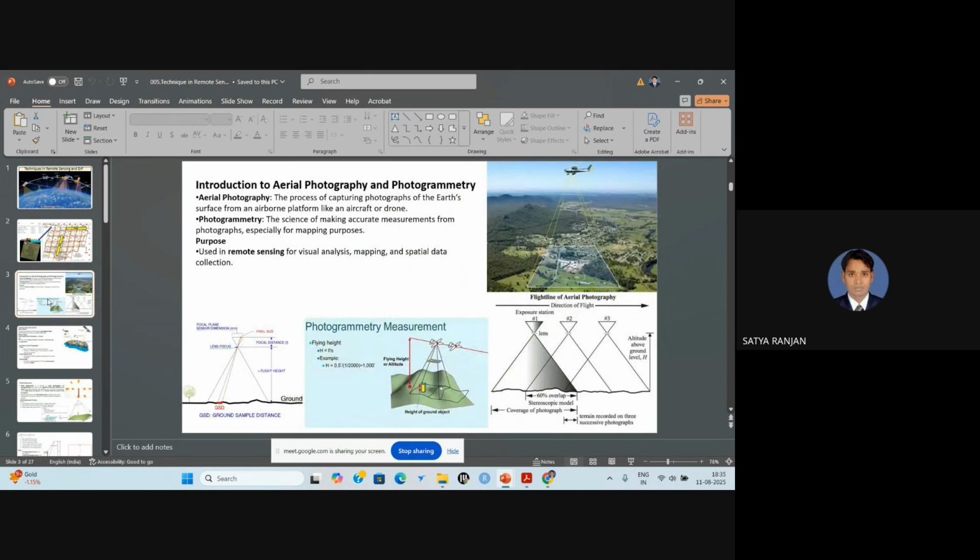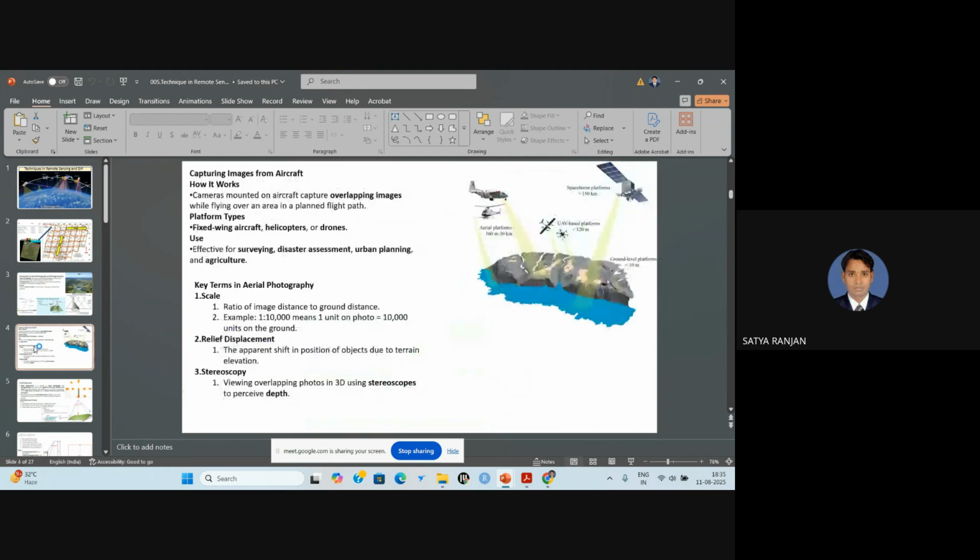Then different aerial photographs are used for remote sensing technology. Generally, aerial photographs are high resolution satellite images, with a minimum of 10 to 15 centimeter spatial resolution, and they have a special characteristic: 60% overlap in the image, that is 20% in the side lap and 60% in the front. So this is the characteristic of aerial photography.